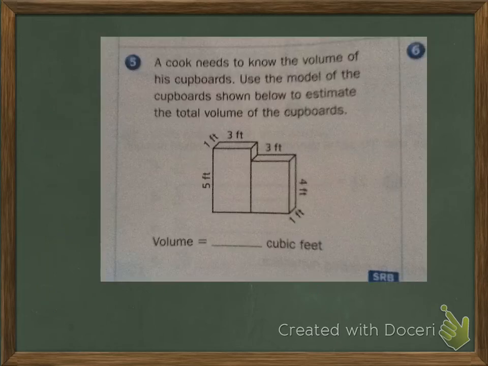Number 5 says a cook needs to know the volume of his cupboards. Use the model of the cupboards shown below to estimate the total volume of the cupboards. So we have to break it into pieces. This would be one piece, and this would be one piece. So in order to find the first one, we would do 5 times 1 times 3, which again is the height times the width times the length. So 5 times 1 is 5, times 3 is 15. So just that piece is 15.